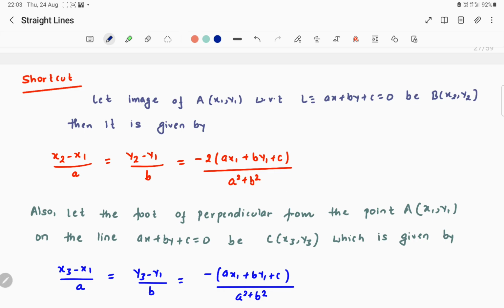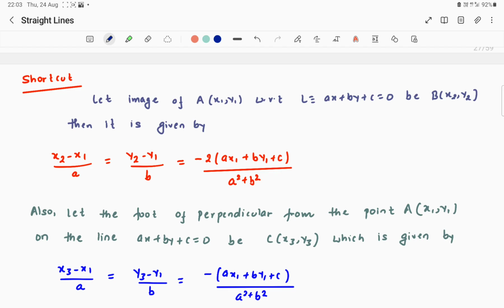Now try to understand. X2 is the x coordinate of the image that you have to find. X1 is the given point's x coordinate, which is known. A is the coefficient of x of the line. Y2 is the image y coordinate you have to find. Y1 is the given y coordinate. B is the coefficient of y, and the right side is minus 2 times (ax1 plus by1 plus c) divided by a square plus b square.